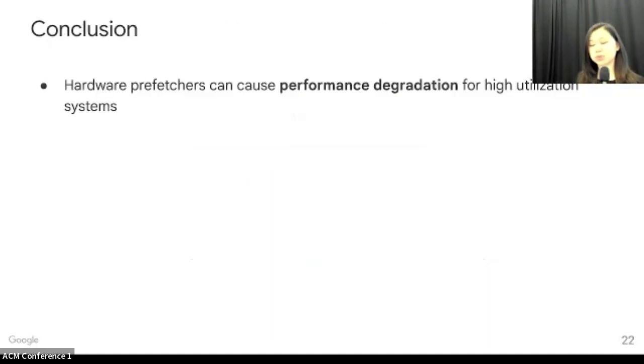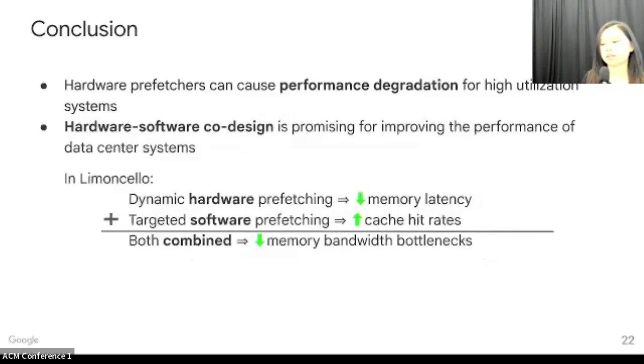So in conclusion, at Google, we've been seeing that our hardware prefetchers can actually cause performance degradations for our systems. And with Limoncello, we introduced dynamic hardware prefetching, which is able to decrease our memory latency. And we've added to that targeted software prefetching, which increases our cache hit rates. With both of these 2 things combined, we've been able to reduce memory bandwidth bottlenecks across our data centers in ways that we could not have achieved with either hardware or software prefetching alone. And so overall from this, we've been seeing that hardware and software co-design is very promising for improving the performance of our data center systems.